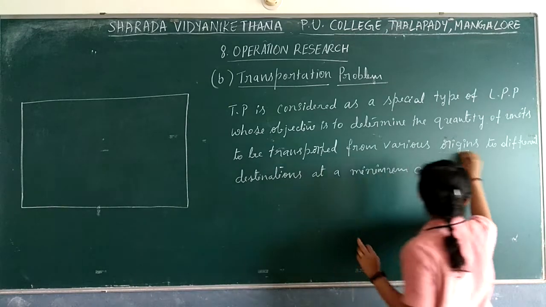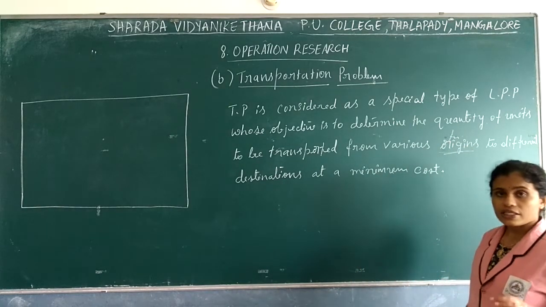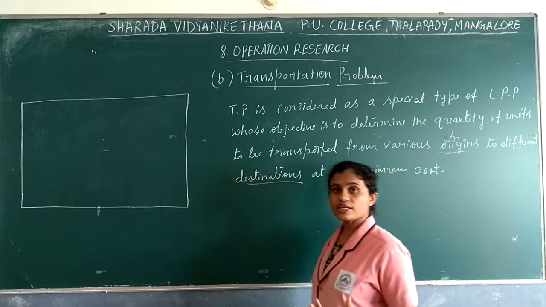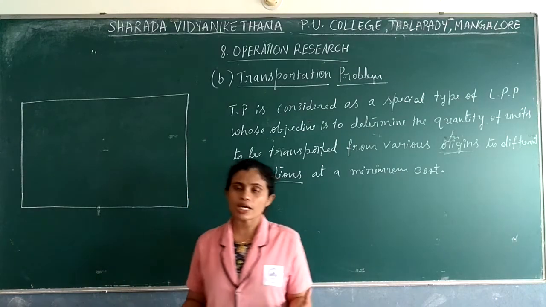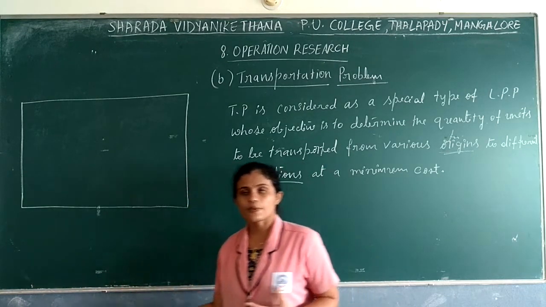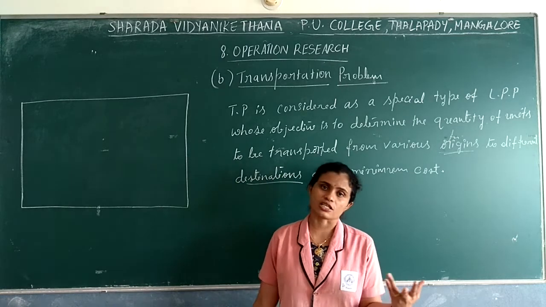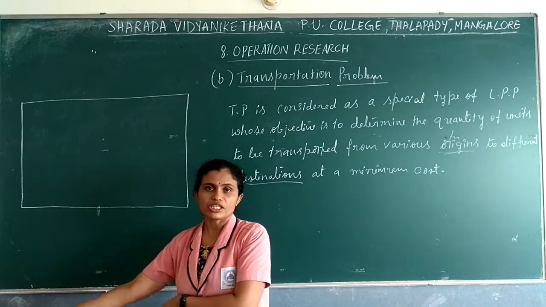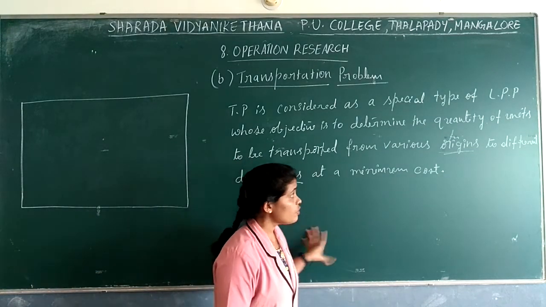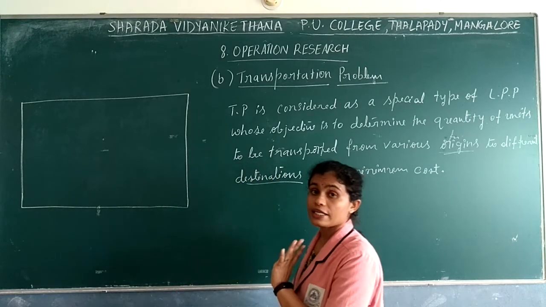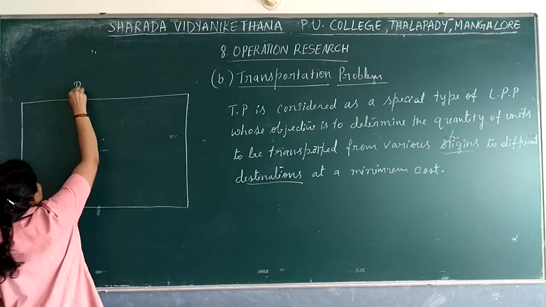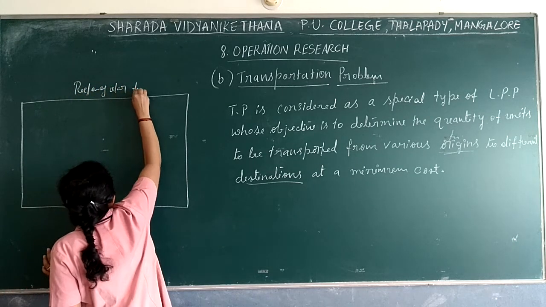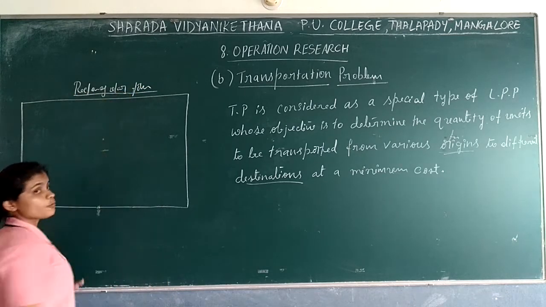Origins are nothing but we can take it here, the factory or the warehouses, these are the origins. And different destinations means we may be supplying to the distributors, or to the wholesalers, or to the retailers. Those are our destinations, from the factory where we need to transfer this particular quantity. And we present this transportation problem in a rectangular form.